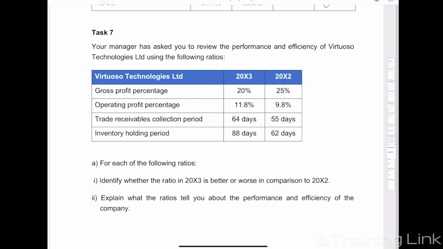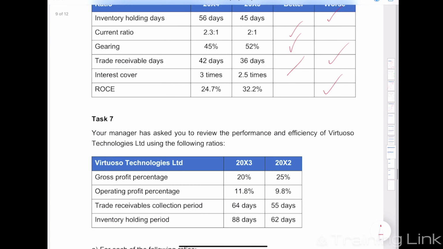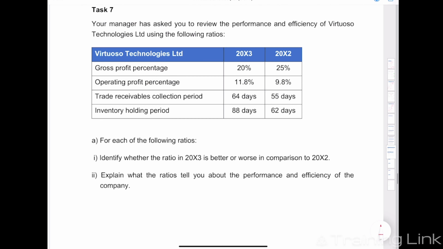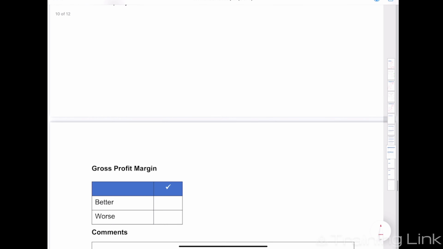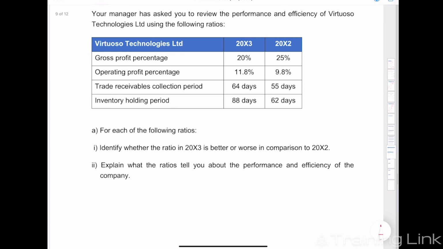So we don't have any additional information here, so we are going to have to make some assumptions or generalizations. But we can certainly assess what's happened to the ratios. So, firstly, gross profit margin. So the gross profit margin has actually gone down from 2012 to 2013, which you know is worse.